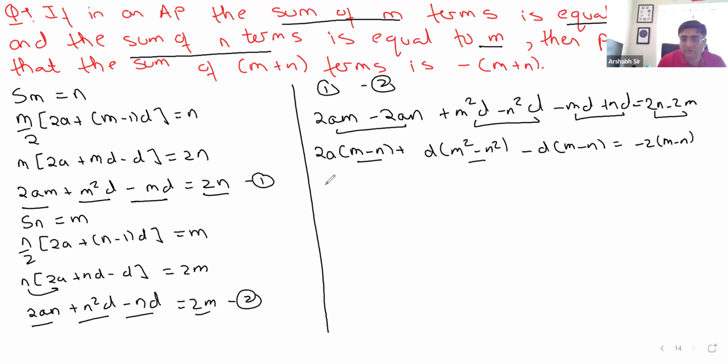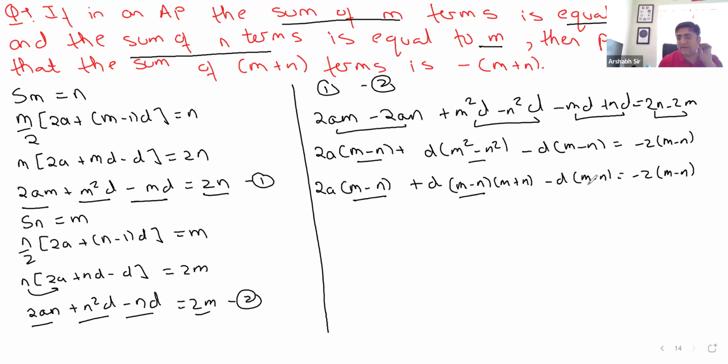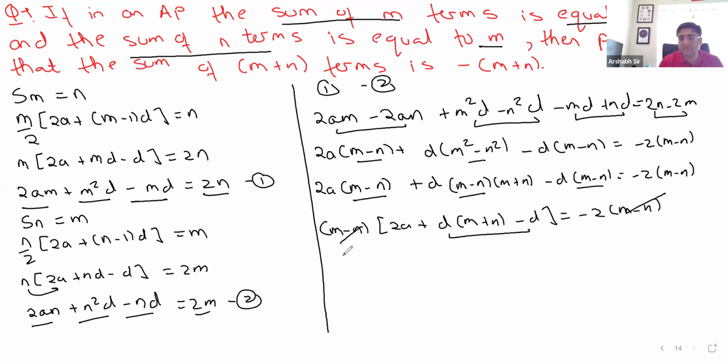Is this clear? So we have 2a into m minus n plus d times m square minus n square, which is m minus n into m plus n, minus d into m minus n is minus 2 times m minus n. Here m minus n, here m minus n, here m minus n, take it common. So we get 2a plus d into m plus n minus d is minus 2 into m minus n. m minus n cancels off. And from here I'll take d common. So 2a plus m plus n minus 1 times d is equal to minus 2.